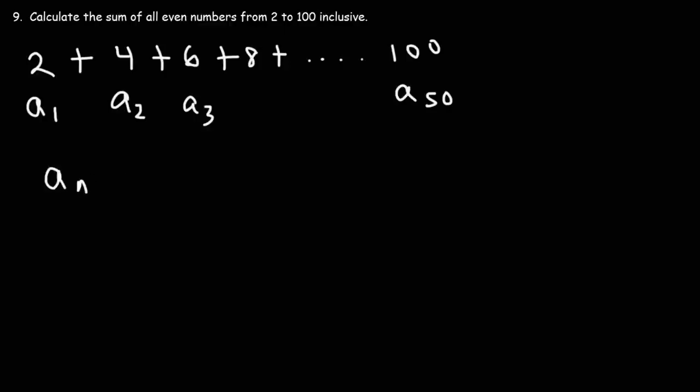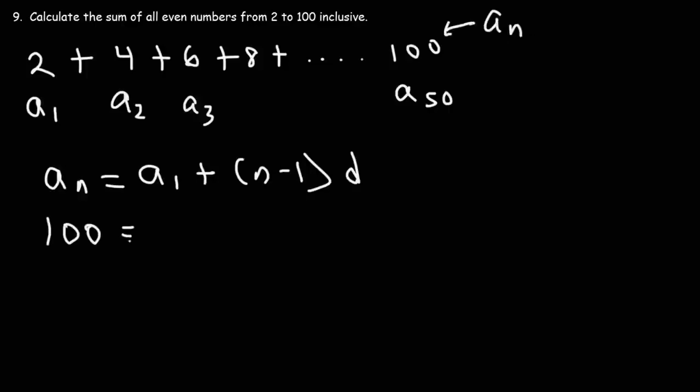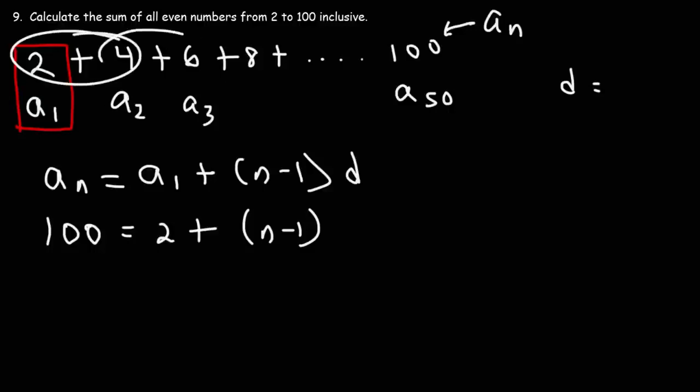So we're going to use this equation to calculate the value of n. So a sub n is 100. Let's replace that with 100. A sub 1 is 2. The common difference, we can see 4 minus 2 is 2, 6 minus 4 is 2, so the common difference is 2 in this example. And our goal is to solve for n.